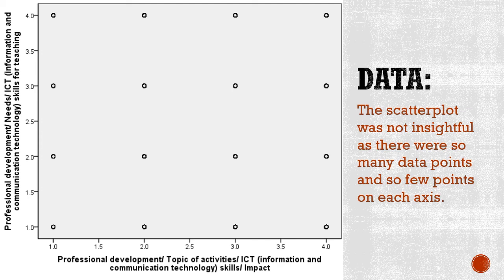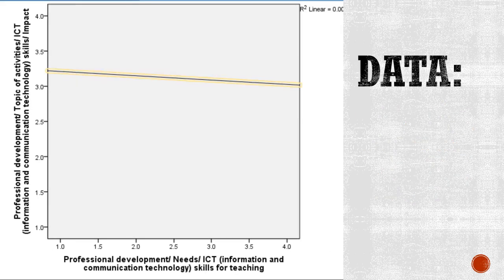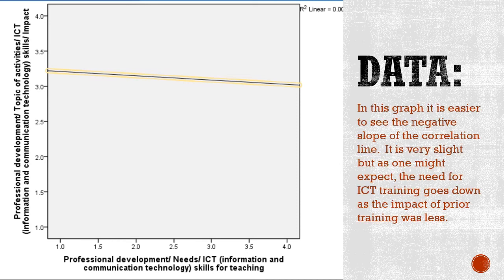I transferred that to a linear view, and this was much more effective in showing the negative slope of the correlation line. It is showing what one would expect, in that the need for ICT training goes down as the impact of prior training goes up.